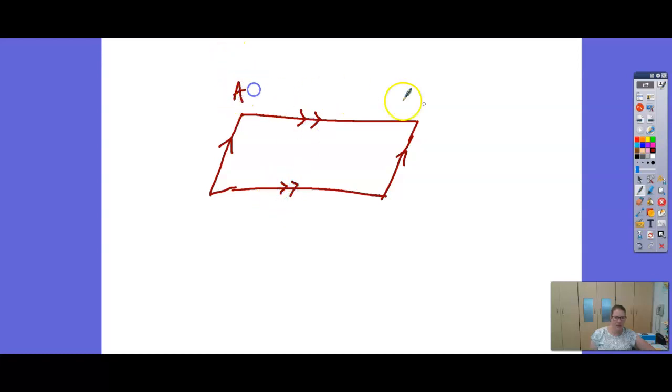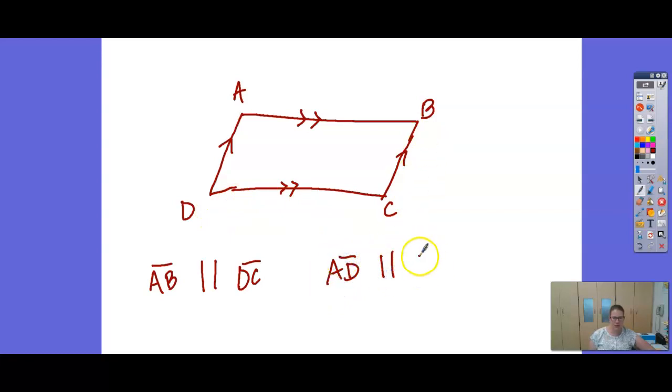So if I call this A, B, C, D, okay, line segment AB, which I could notate using a little line over it, AB is parallel, so if you see these two vertical lines, that means parallel to DC. And also AD is parallel to BC. Okay, if that's true, then this is a parallelogram. We can kind of think of AB and DC as our parallel lines, and AD as a transversal, or BC as a transversal, or vice versa. We can think of AD and BC as our parallel lines, and then they have a couple transversals.